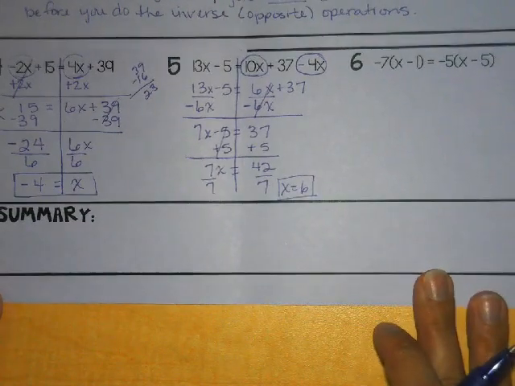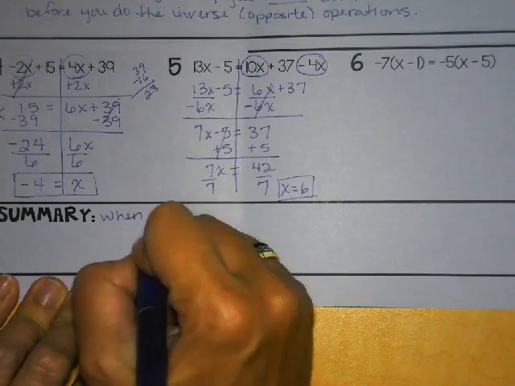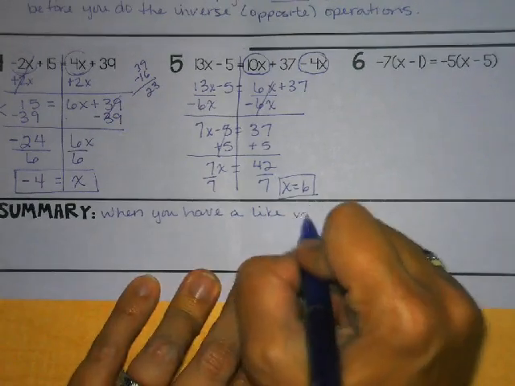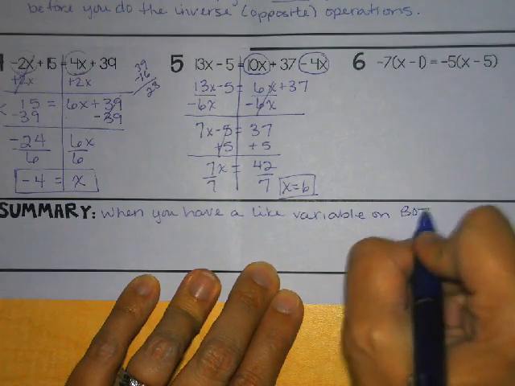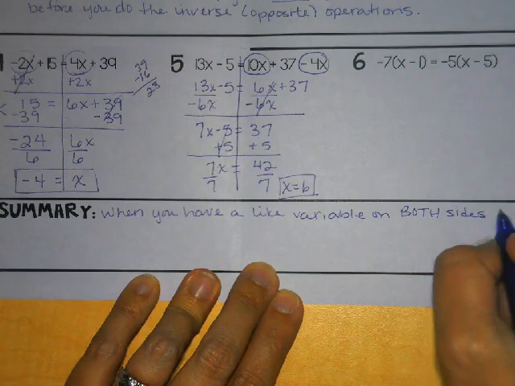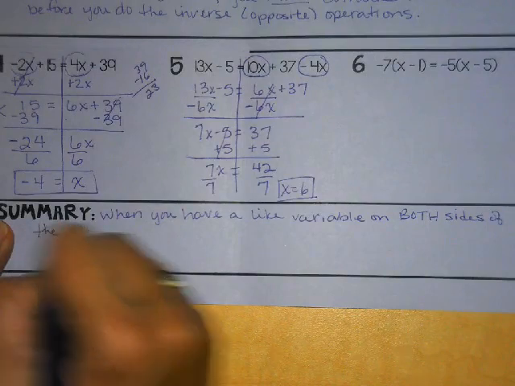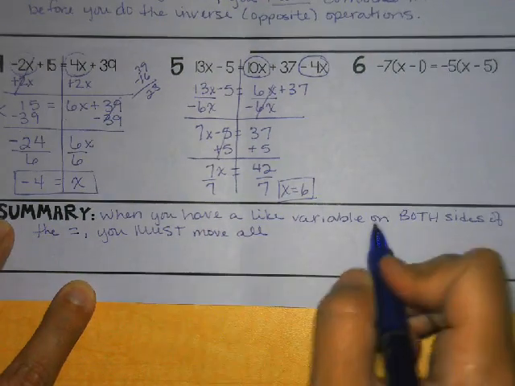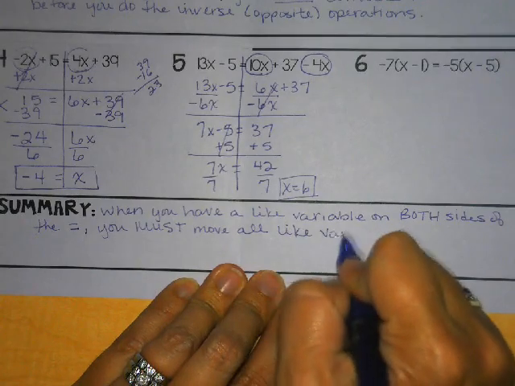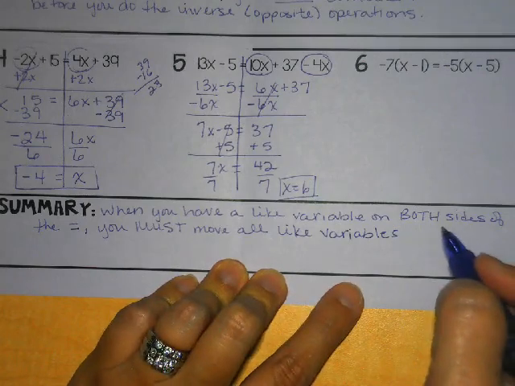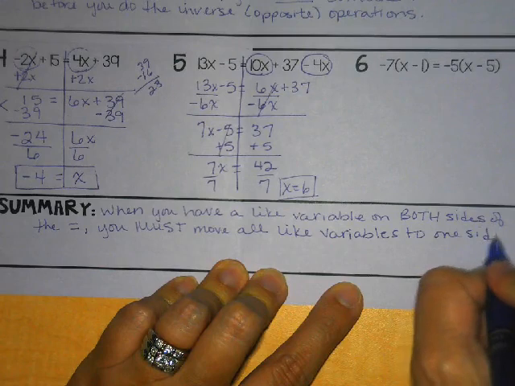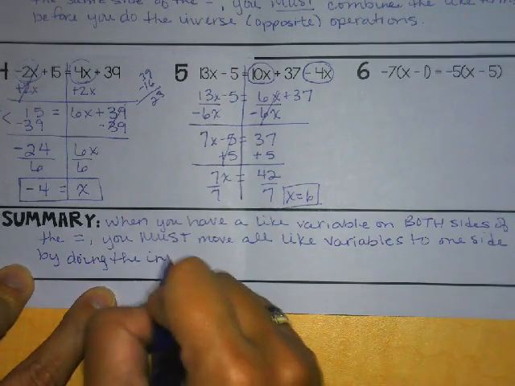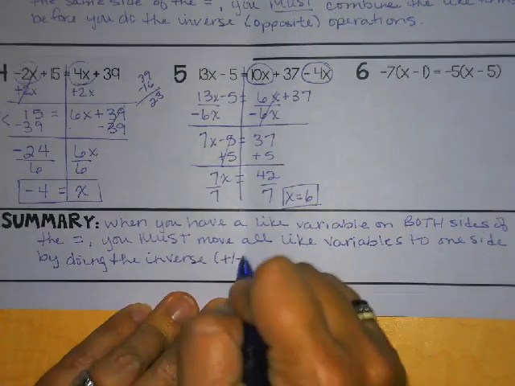So down here, with variables on both sides, the summary is, when you have a like variable on both sides of the equals, then you must move all variables, all like variables, to one side by doing the inverse, and that will always be an addition, subtraction, inverse operation.